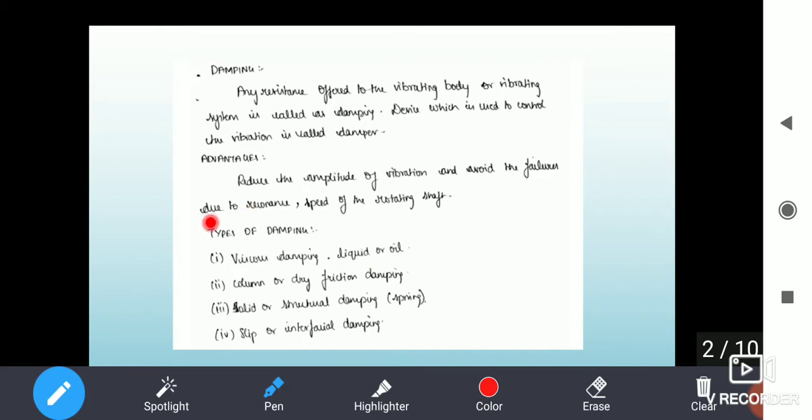Now we'll be seeing various types of damping. So the first one will be viscous damping, where liquid or oil is used. The second one will be Coulomb or dry friction damping, and the third one will be solid or structural damping, where springs are used, and the fourth one will be slip or interfacial damping. Even we can also include magnetic damping here. In magnetic damping, what happens is the magnetic effect is utilized in eliminating the vibration.